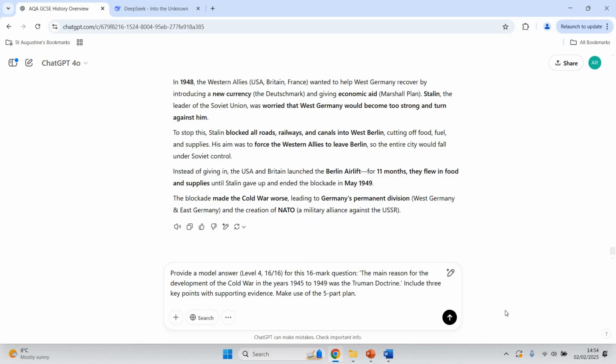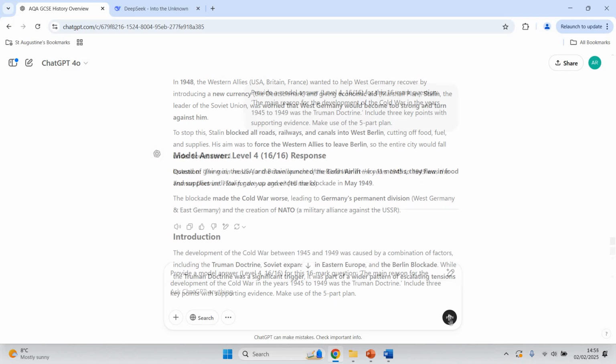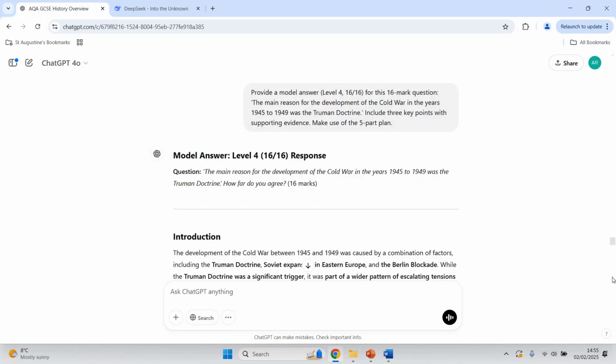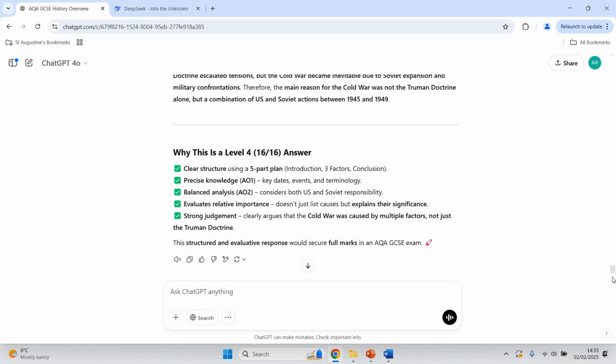I've put the prompt into ChatGPT, and this will help us to see what a top-level answer looks like. Here we can see that ChatGPT has provided a level 4 full mark response following our instructions, and it's explained to us why this is a level 4 answer, providing a clear breakdown of all of the aspects in line with the AQA mark scheme.